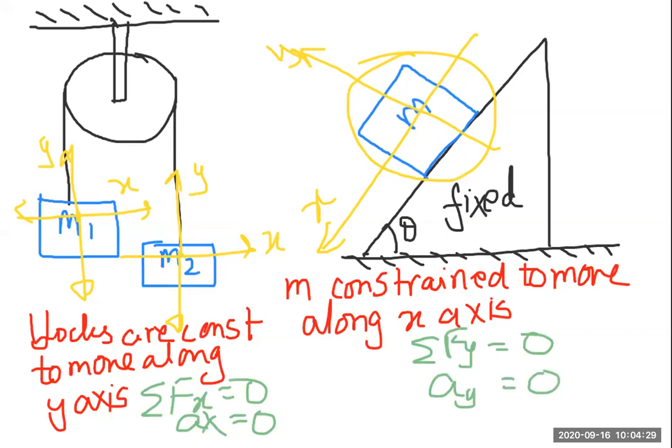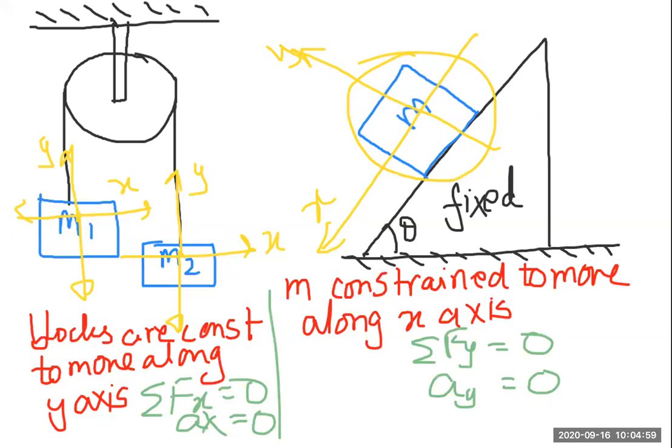Please notice that in this problem and in this problem, the xy axis are vastly different from each other, but the principles are the same. Here there is a horizontal vertical xy axis, here there is an inclined xy axis, but in both these cases I know that motion is not happening along one axis, therefore forces along that axis must be equal to 0. Okay.